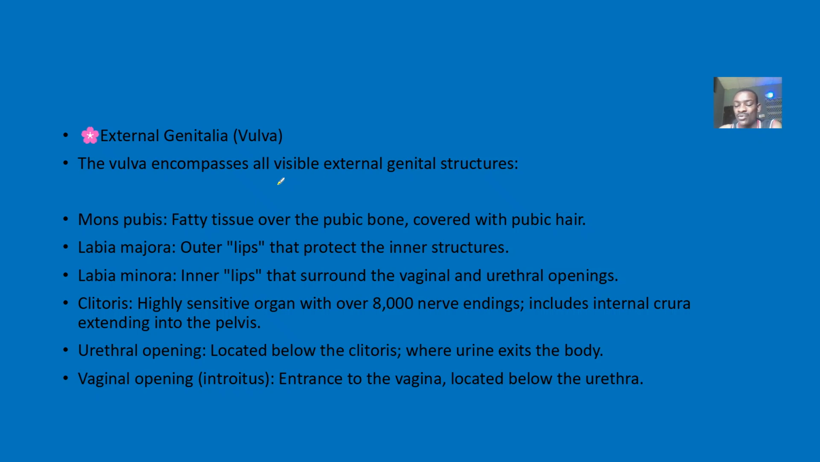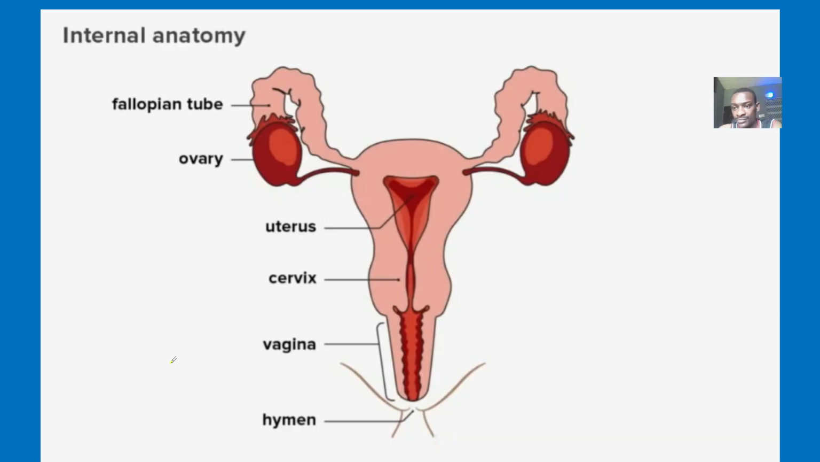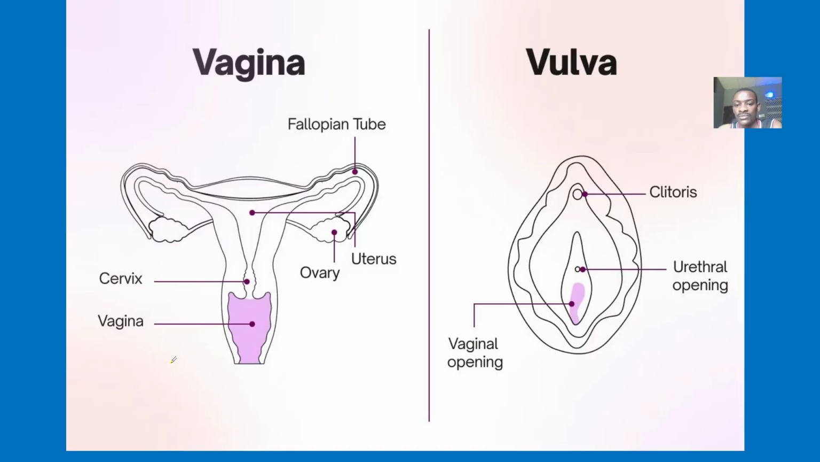The clitoris has over 8,000 nerve endings. You can see the urethral opening, that's basically for urine. You can see the vagina opening itself, which is known as the introitus. So you can see the clitoris, and you can see the vagina opening, that's the introitus.